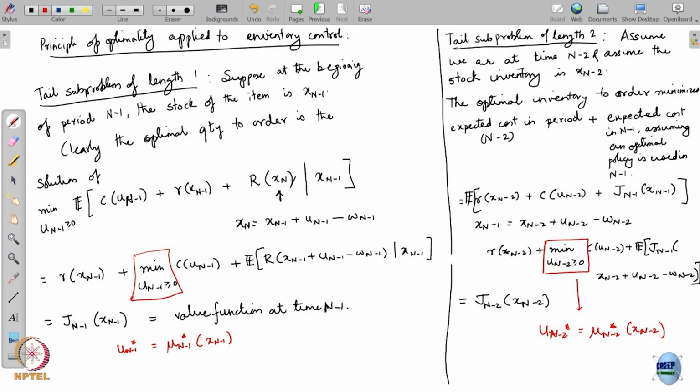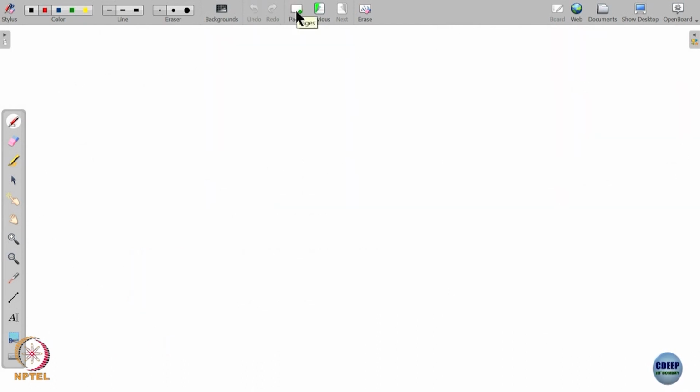So, all the noise here is in w n minus 2. So, the expectation is with respect to w n minus 2. As you can see, once again, through this substitution, we now have the policy at time step n minus 2, all right.